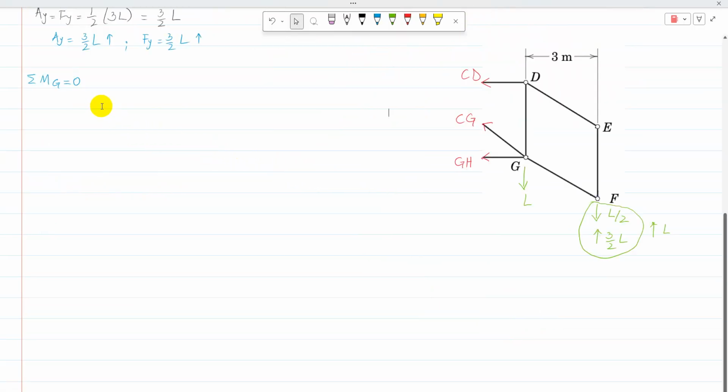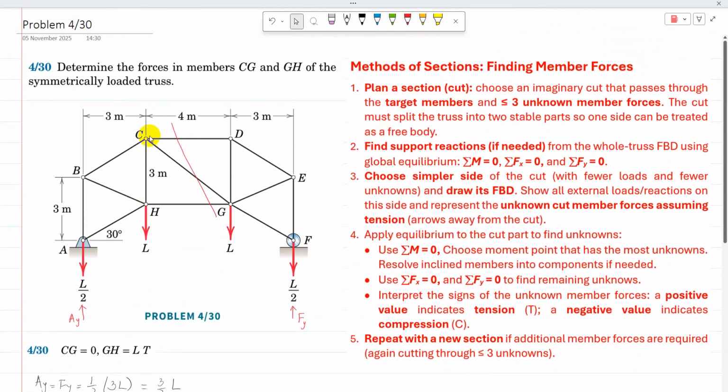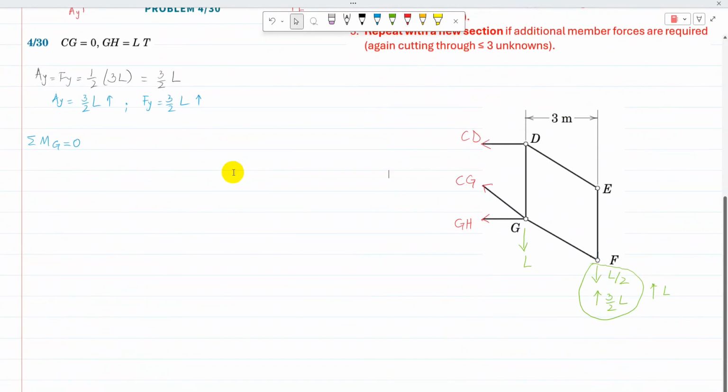So sigma M about point G, and the distance from G to D is 3 meter. That is the line of action of CD. Its perpendicular distance from point G is 3, and CD is going to produce moment in the anti-clockwise direction.